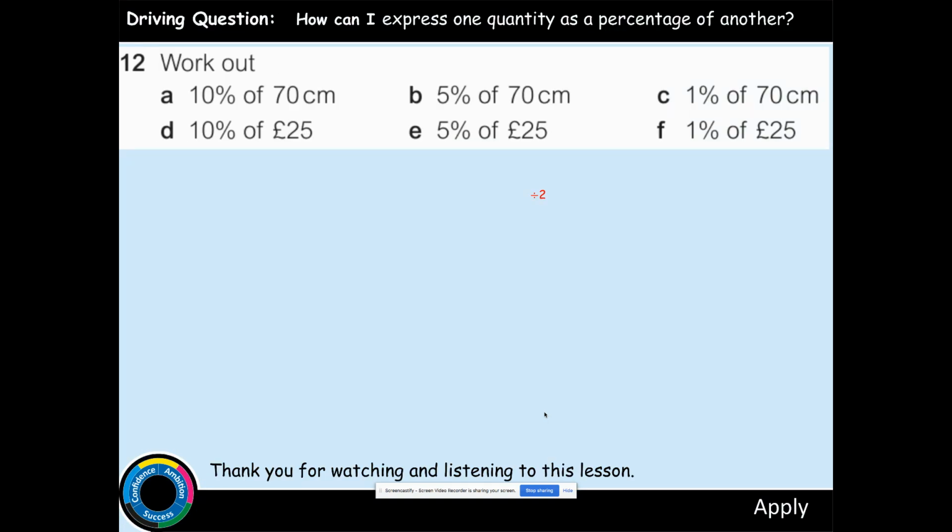So apply what you have learnt. Press pause on the video. Press play when you're ready to carry on. And I will just give you the hint here. 5% is half of 10%. 1% is 10% divided by 10 again. So you divide by 10, get your answer, divide by 10 again, and you will have 1%. Press pause on the video, have a go, and then press play when you're ready for the answers.